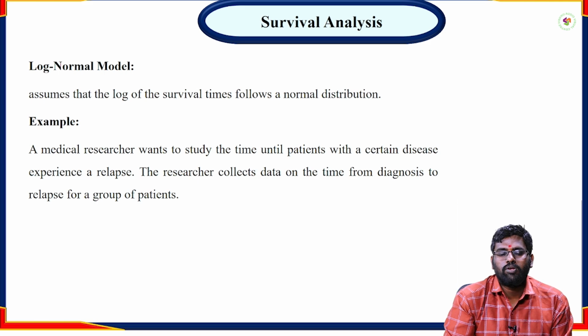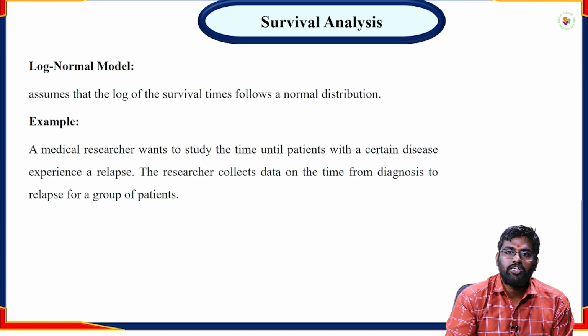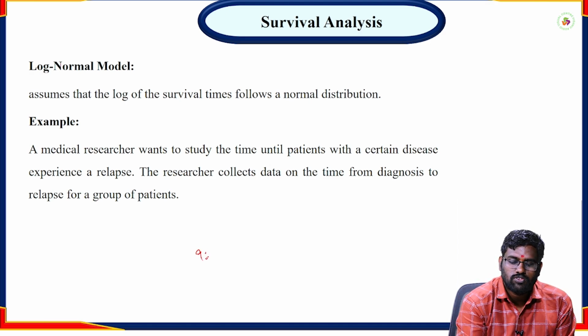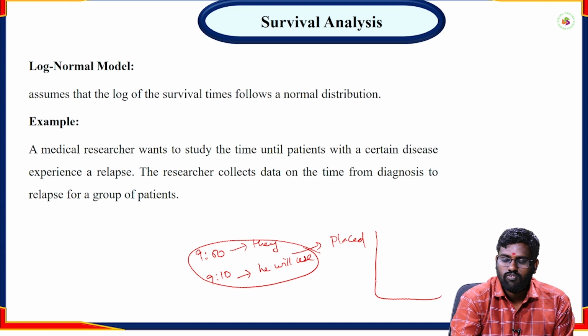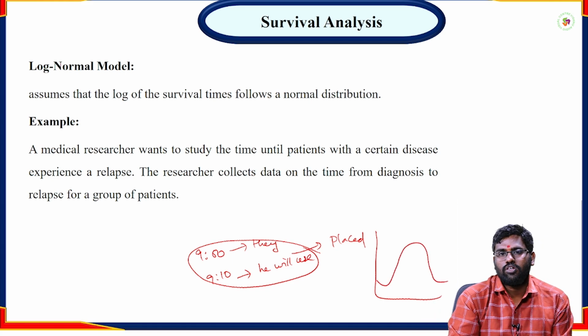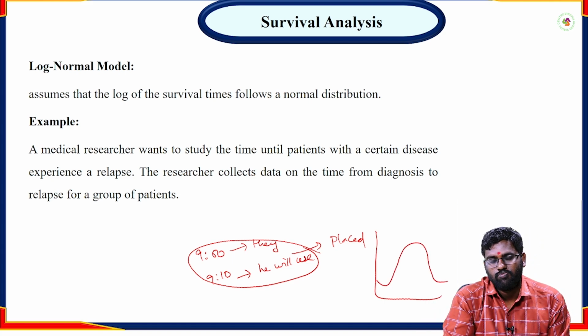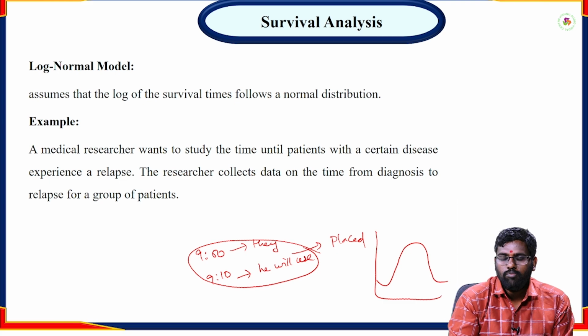Next one, the log normal model. Log normal model means based on the curve. Logs means based on our usage. For example, if a particular person uses something at 9 o'clock, 9:10 in the same day, what they are using and what they will use, all these contents are placed and shown in the form of a distribution, a normal distribution like this. So that is about the log normal model.